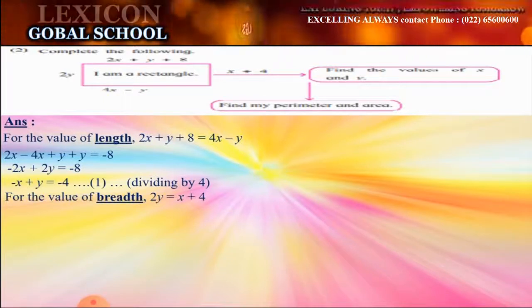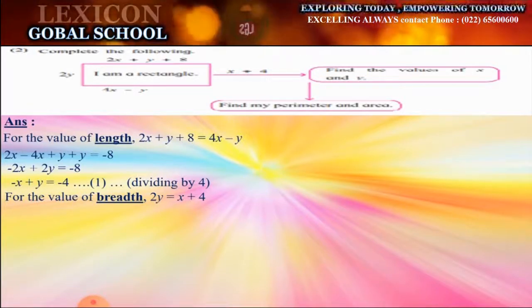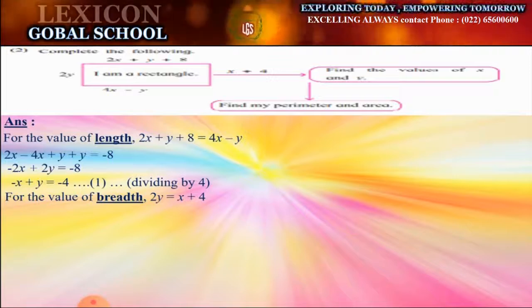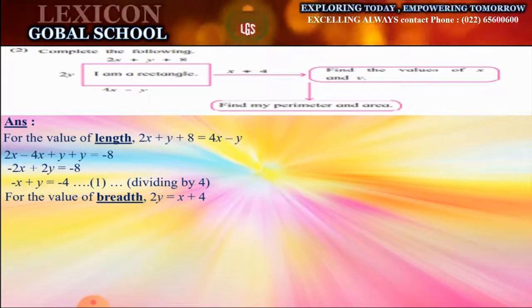Now, similar things with breadth would happen. For the value of breadth, what will happen? 2y is equal to x plus 4. Since opposite sides are congruent, 2y would be congruent to x plus 4. Therefore, 2y is equal to x plus 4.